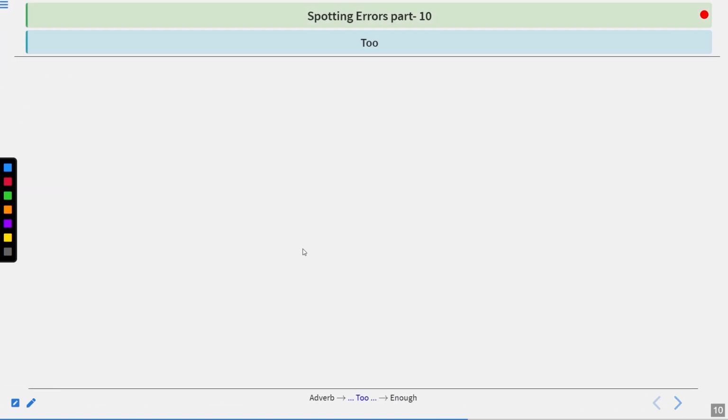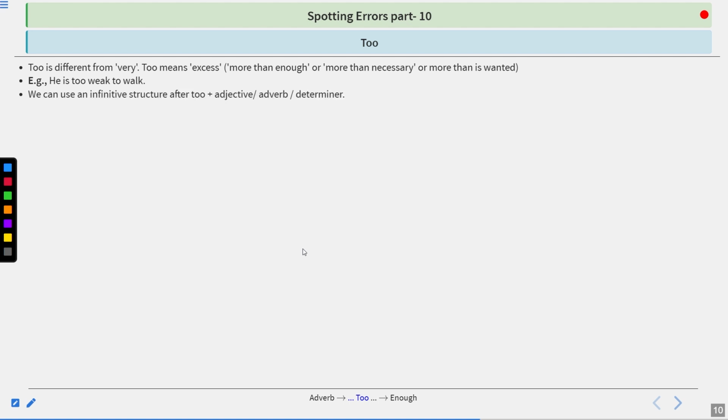Use of too. Too is different from very. Too means excess, more than enough, or more than necessary, or more than is wanted. So too has a negative meaning, actually. Example, he is too weak to walk. What does it mean? It means he is unable to walk.